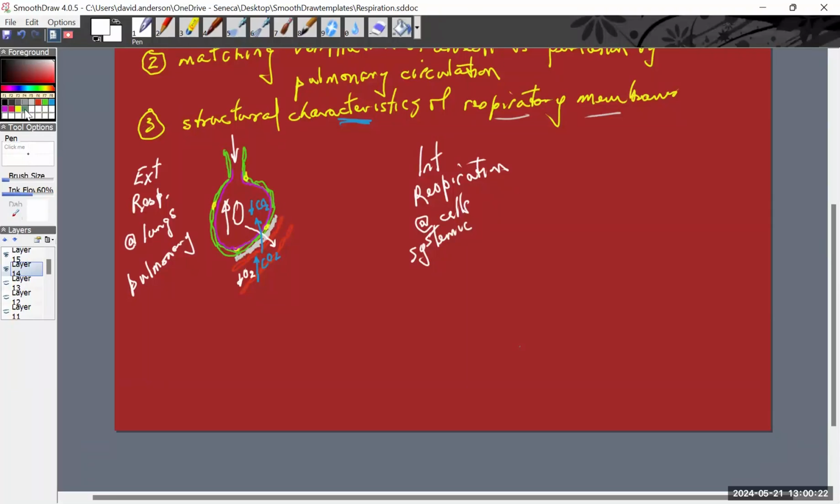So we're going to draw in our example of a cell. This is a metabolically active cell. There's the nucleus. And when a cell is metabolically active, it's using oxygen to make ATP.